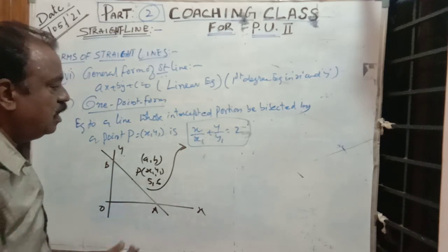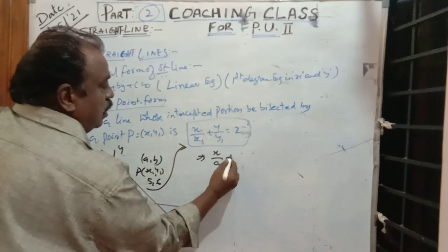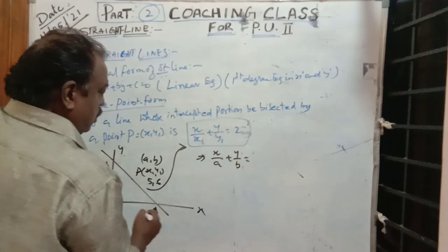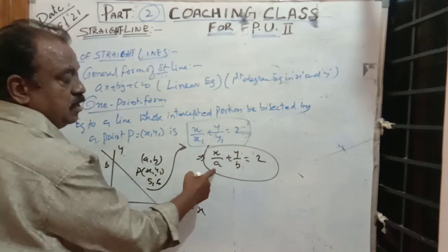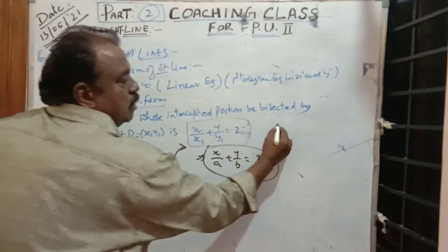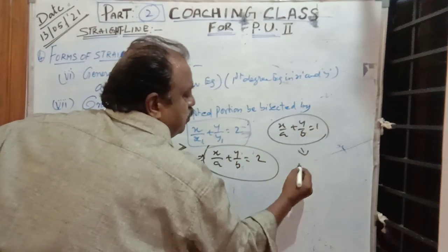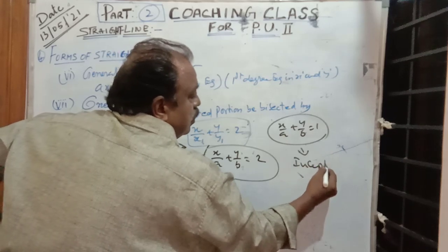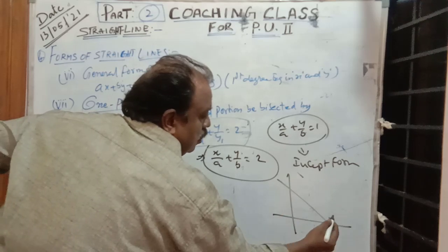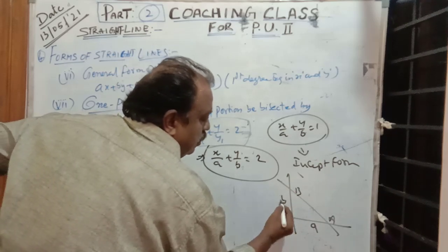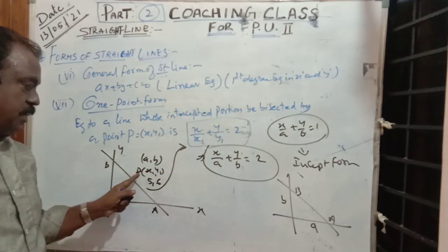The equation will be changed as x by x-intercept a, y by y-intercept b is equal to 2. Don't confuse it with the coordinates. x by a plus y by b is equal to 1 is the intercept form. That is a different one. Here you see that it is a, it is b. But here a, b is a different one. They are the coordinates of the point P.